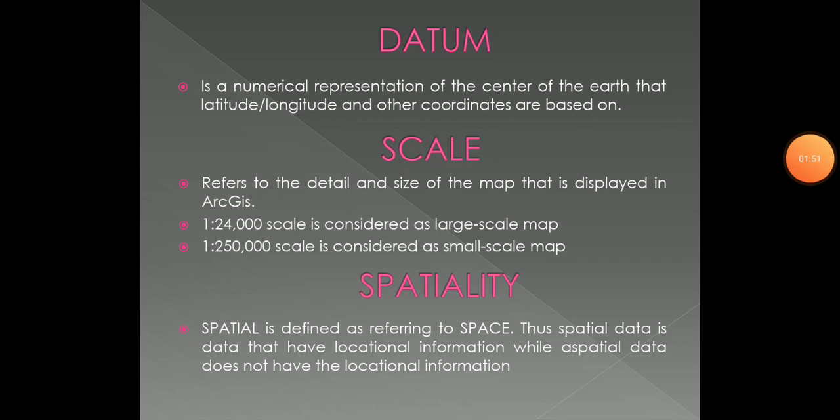Another fundamental concept that needs to be understood is the difference between the terms spatial and aspatial. Spatial is defined as referring to space. For something to be spatial, it must occupy space, for example, a house or a building. So the data or information about that object can also be referred to as spatial.